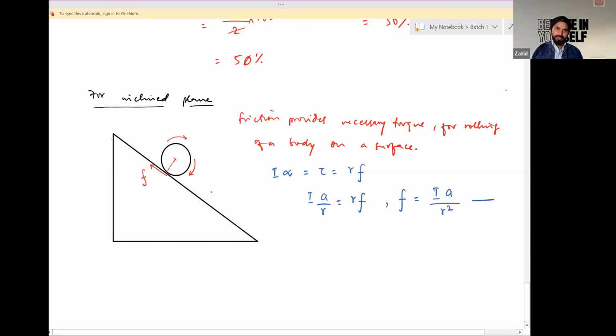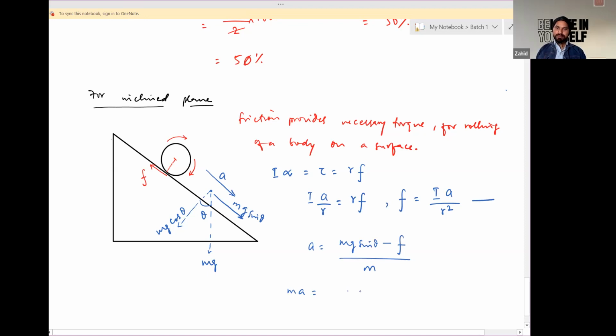Now, the net force acting on this body: one will be along this direction due to the component of force of gravity. This is mg. There will be one component along this direction, inclined at some angle theta, which is mg cos theta, and another along this direction, which is mg sin theta. So mg sin theta is responsible for accelerating along this direction by some acceleration a. So a equals net force, that is mg sin theta minus frictional force, divided by mass of body, using second law. So you can write ma equals mg sin theta minus I times a divided by R squared.